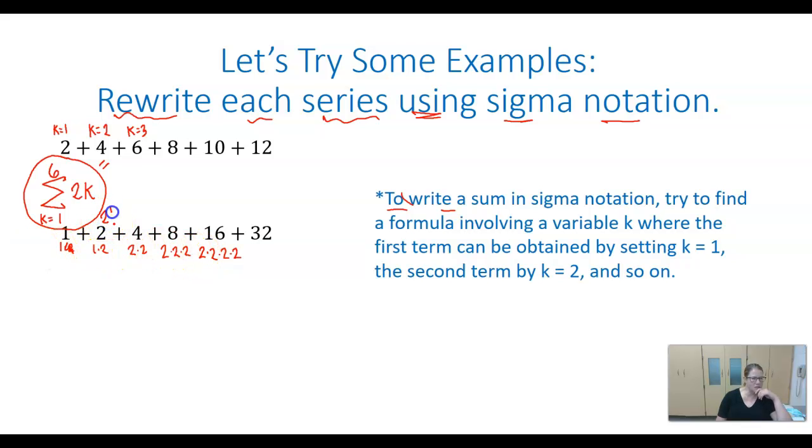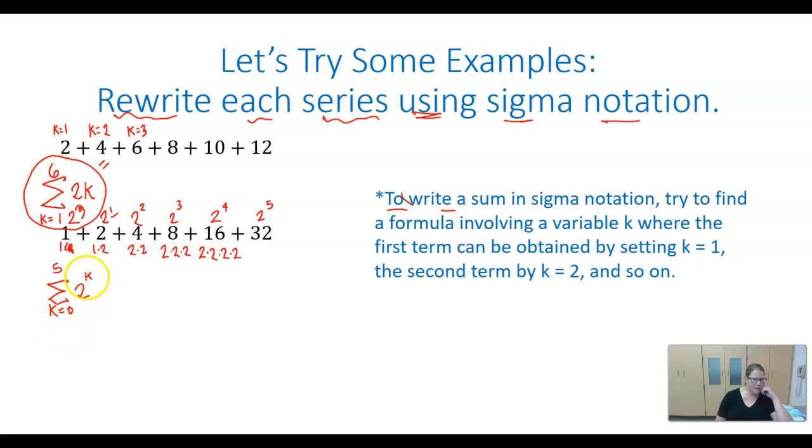I can write this as 2 to the first power, 2 squared, 2 to the third power, 2 to the fourth power, and then 32 would be 2 to the fifth power. To get a 1, I could put 2 to the 0 power, right? 2 to the 0 power does equal 1. Anything raised to the 0 power is always equal to 1. So for my sigma here, I could just start my index at 0 and go up to 5. That would work. k equals 0 to 5. And my formula would just be 2 raised to the power of k.